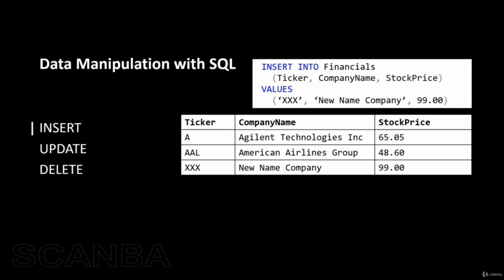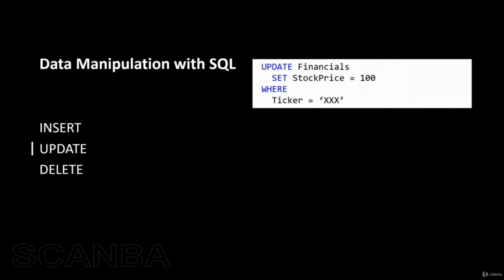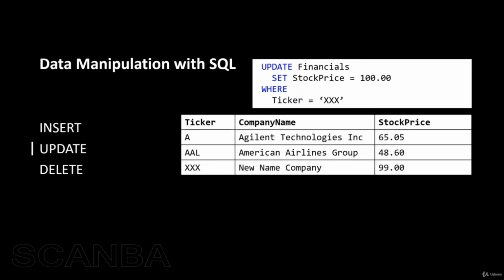The update command is used to change data that is already in a table. The update command includes the name of the table to update, the columns that will be updated, and the new values that will be assigned and, optionally, a where clause that filters which rows will be updated. For example, this command sets the stock price to 100 for a record with the ticker equal to XXX. If a where clause is not specified, then all rows in a table are updated.